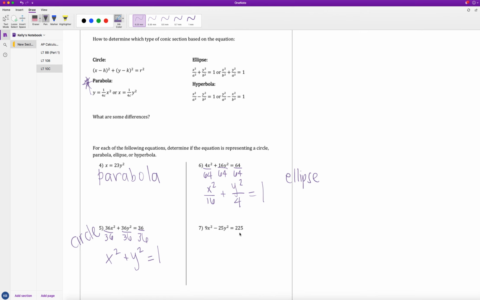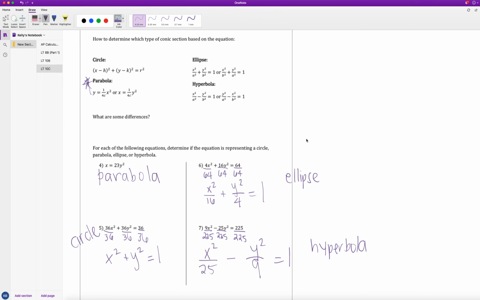And for our last example, I'm going to do something similar. I'm going to divide through by 225, since that is the largest number I have there. When I do that on each piece, we end up with x squared over 25 minus y squared over 9 equals 1. Well, the negative sign is a good giveaway that I do have a hyperbola here, and that would be true. Now, as a follow-up, let's think about which type of an ellipse this is.